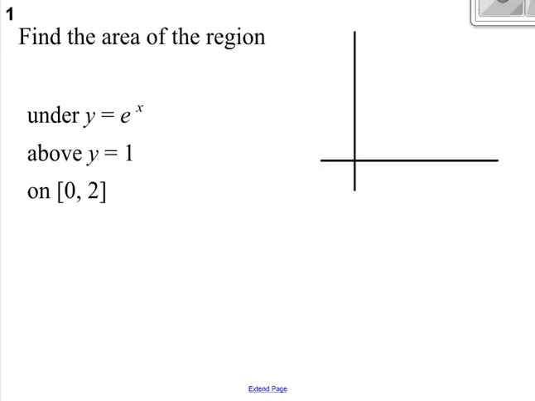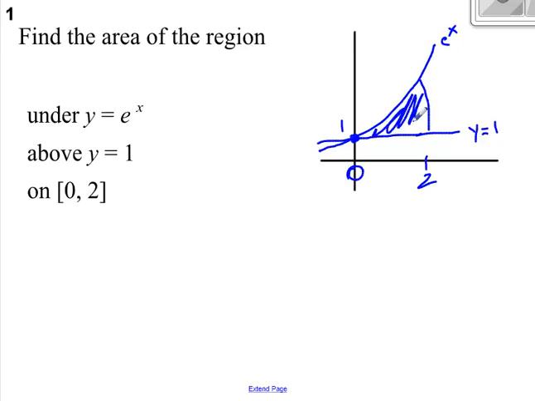All right, let's try another one. So in this case, here's a parent function. I know what it looks like. I want the area of the region under e to the x. Now I should remember that e to the x goes through 1 right here, and above y equals 1, so here's y equals 1. And I'm doing it between 0 and 2. So here's the area I'm looking for.